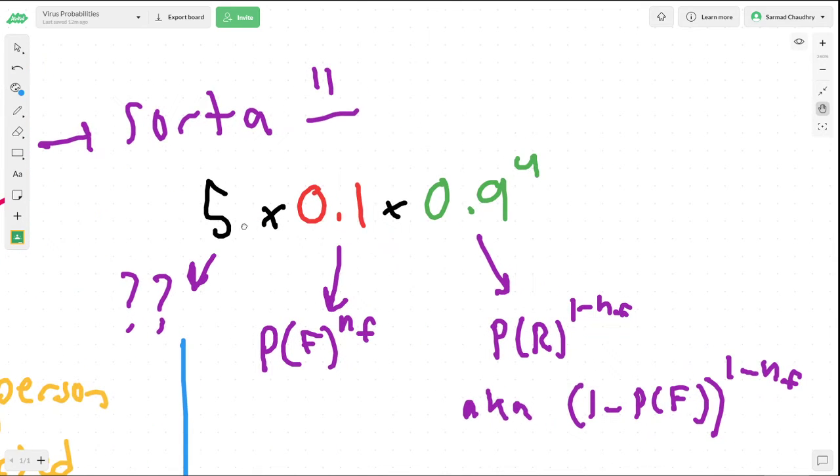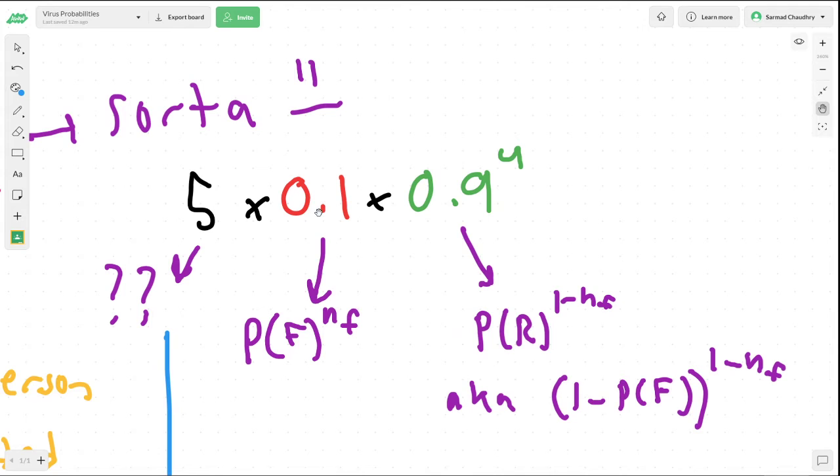We've got 5, right? We've got 0.1. Oh, we know what that is. That's the probability of f. But it was only 0.1 to the 1st power because only one person died. So we can put NF in that exponent. And we've got 0.9 to the 4. Well, 0.9 is the probability of recovery, and 4 is not 1 minus NF. That's a mistake here. Let me go ahead and fix that really quickly. This should be... Oh, this came out terrible. One second. Let's make this nice and fat.